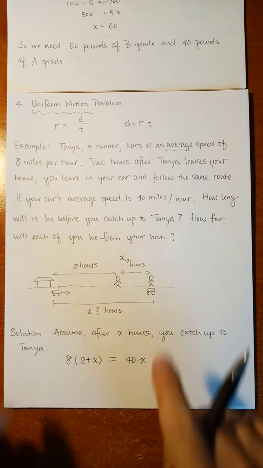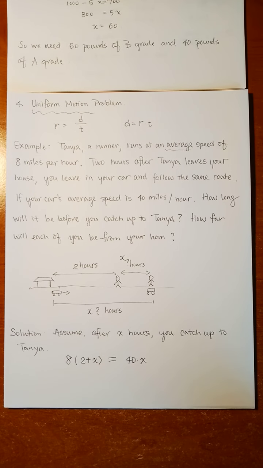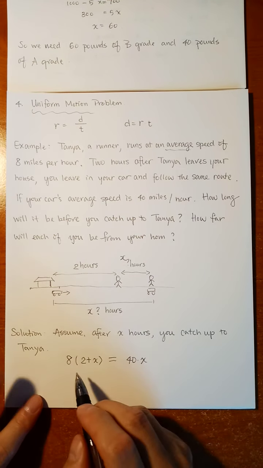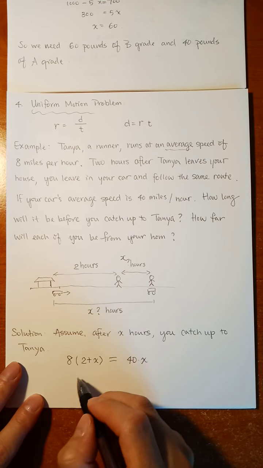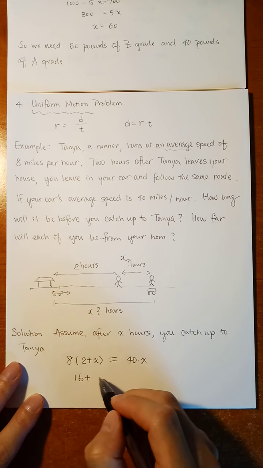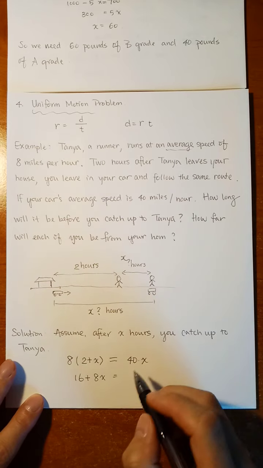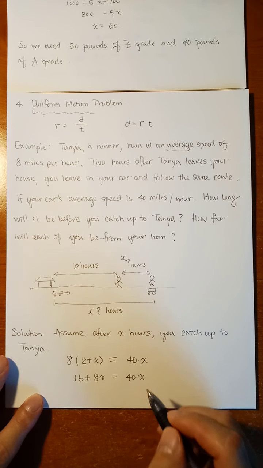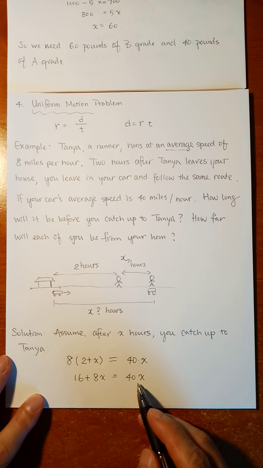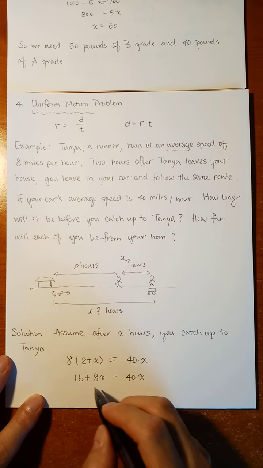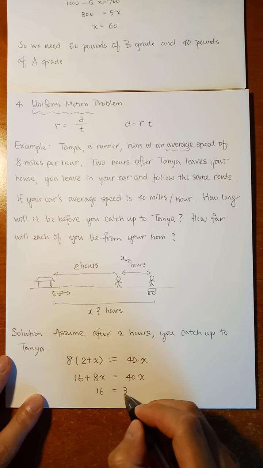And for you, the car has a speed 40 miles per hour. You drive X hours. So this product also gives you the distance. You see here, those two distances should be equal. And this is the equation you need to solve for x. Okay, so when you correctly graph it, you will see how the equation comes up. So 8 times 2 is 16. 8 times x is 8x. So it's equal to 40x. You move this 8x to the right side, it's 40 minus 8. It's a 32x.